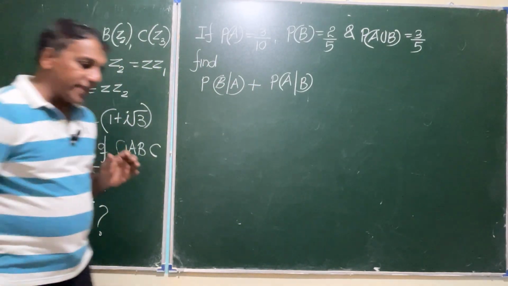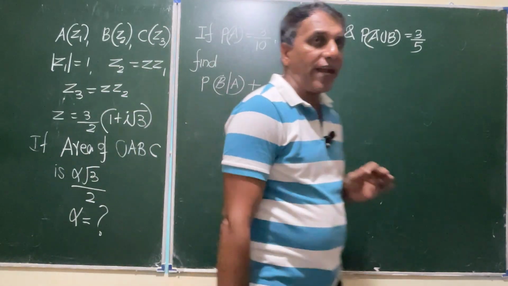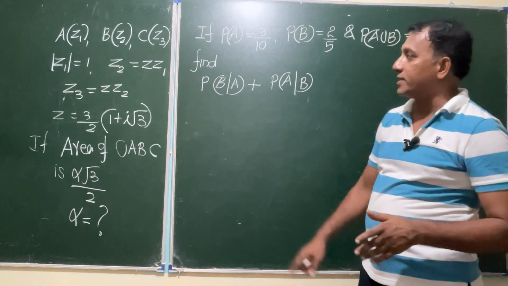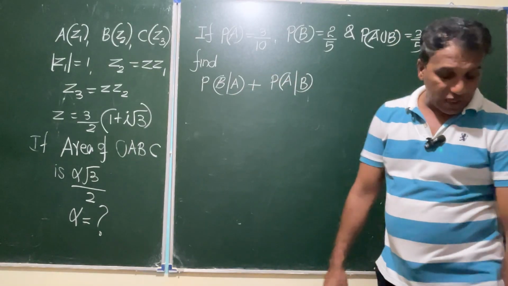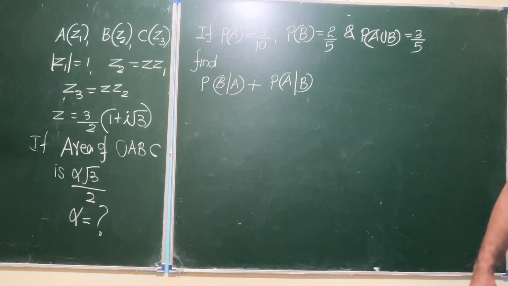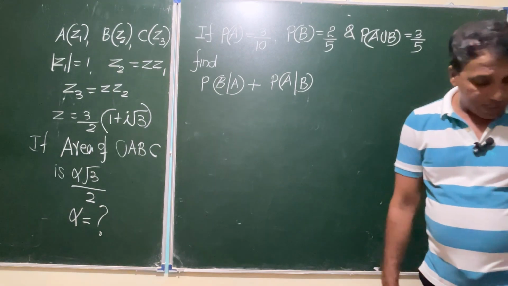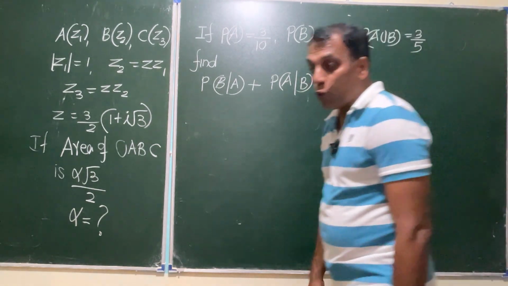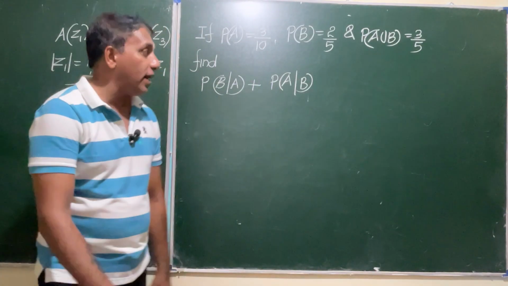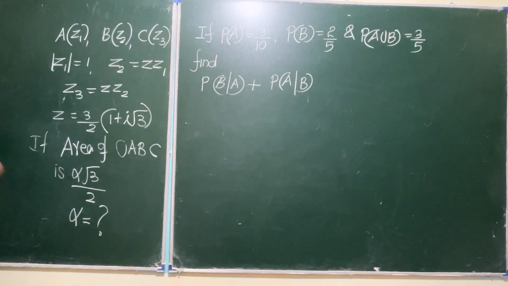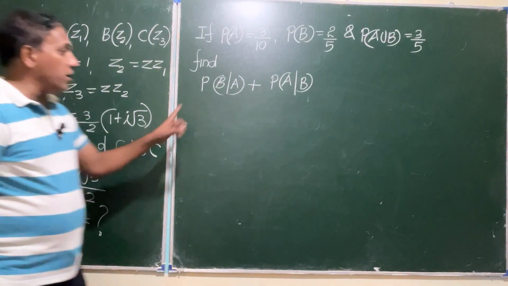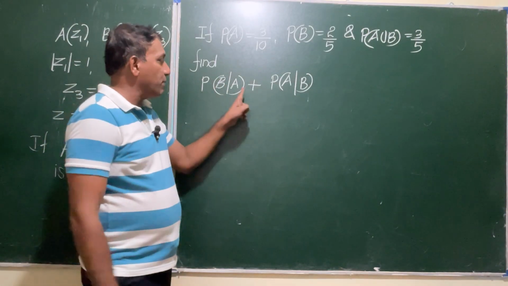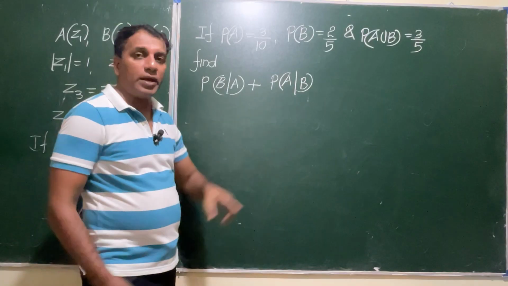Okay, see what the question is. If A and B are two random events such that the probability of A is 3/10, the probability of B is 2/5, and the probability of A union B is 3/5, find the value of the probability of B given A, the conditional probability, plus the probability of A given B.